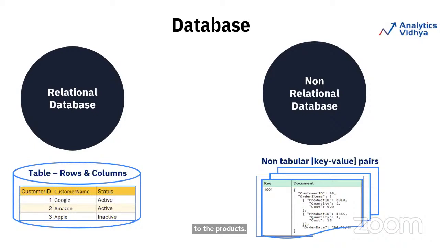So basically, when the data is structured and organized into rows and columns, it is known as a relational database, because we have multiple different tables, and these tables are related to each other in the form of something known as a primary key or foreign key.